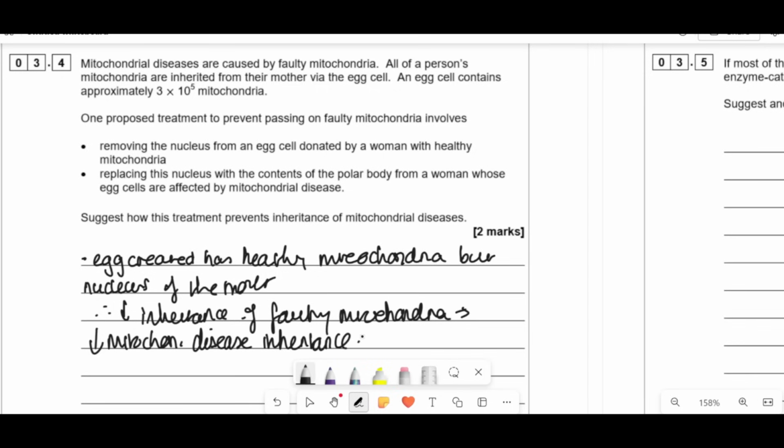That's it. We're not producing healthy mitochondria. We're just getting a cell that has healthy mitochondria, and there's going to be lots of normal ones rather than the faulty ones from the other one.